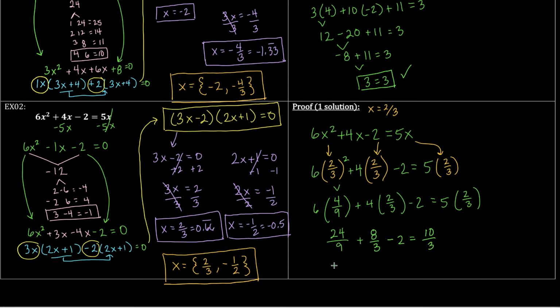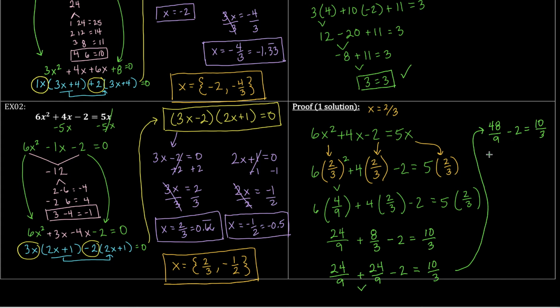So I'm going to rewrite this as 24/9 plus, I'm going to multiply this by 3. That's 9ths times 3 is 24. Minus 2 equals 10/3. So that's 48/9. Woof. 48/9 minus 2 equals 10/3.